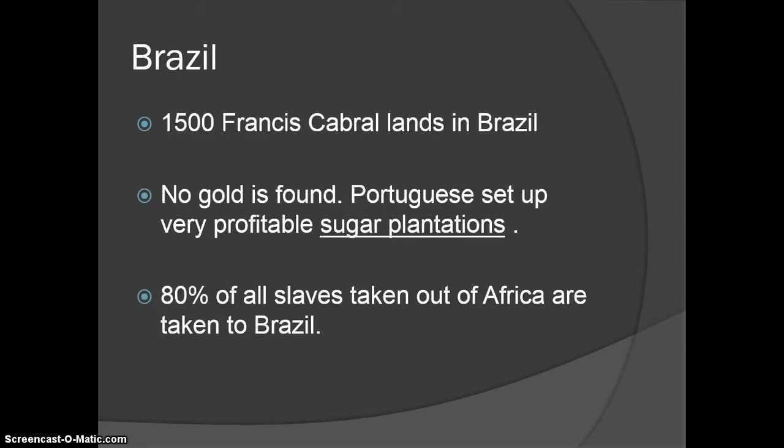Now, at a similar time in Brazil, Cabral lands there, and he doesn't find gold, but he does find sugar, and sugar becomes the most profitable commodity in the American colonies. In fact, so much so that 80% of all slaves that are taken out of Africa are taken to Brazil during the slave trade.